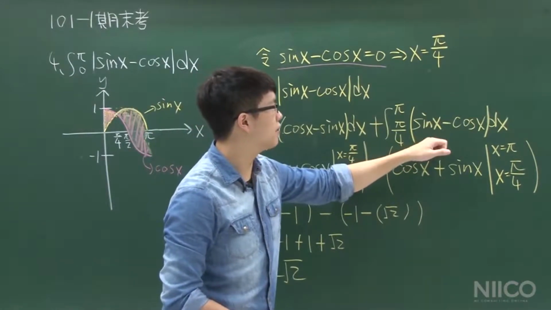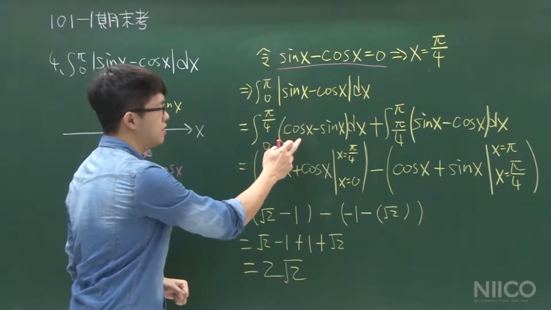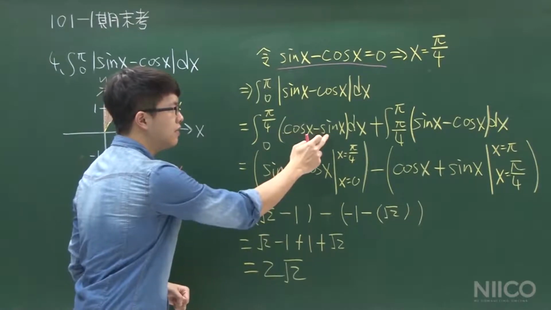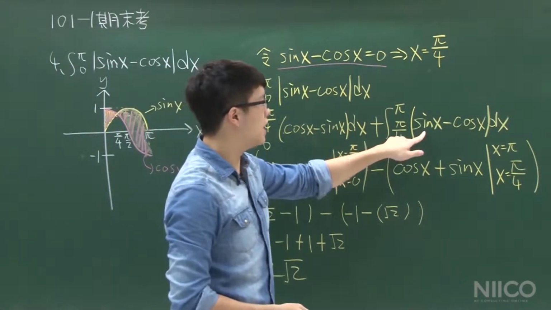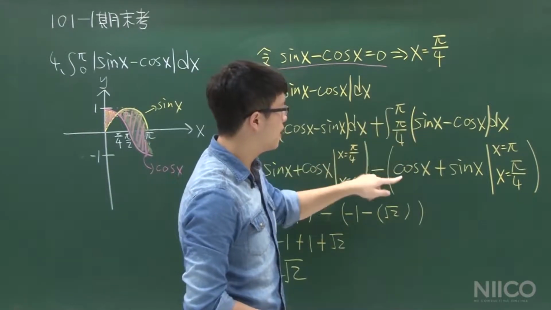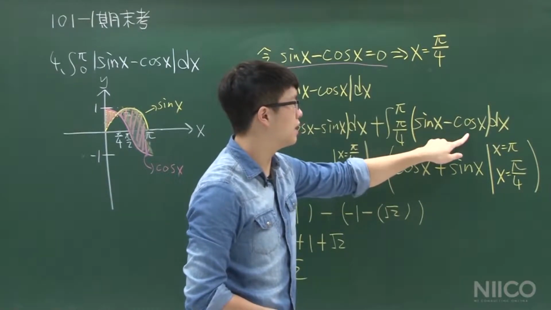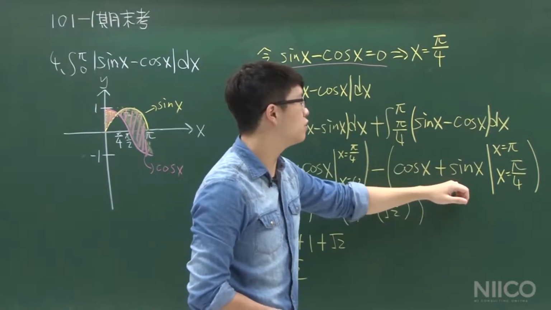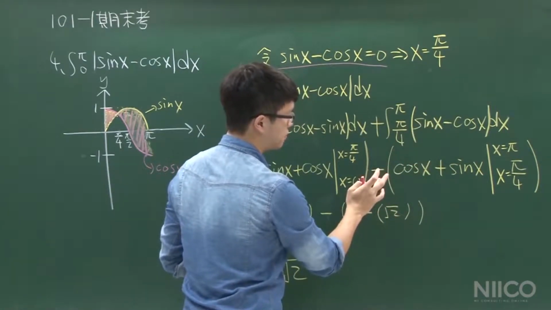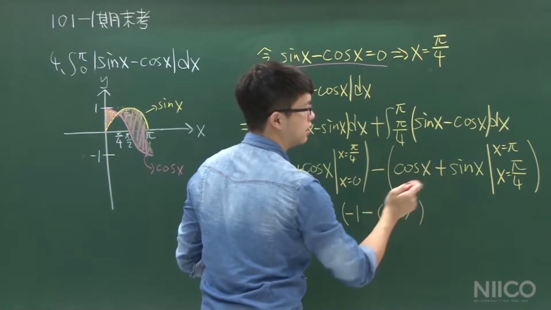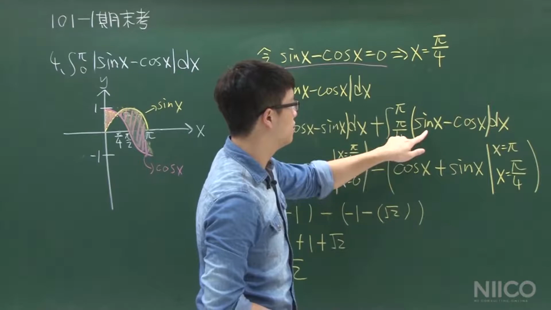So anyways, now we're going to evaluate these two integrals. The first integral is cosine x minus sine x, and this should be quite straightforward. The integral of cosine x is just sine x, and the integral of negative sine x is just cosine x. So you just put them in, and x is from 0 to pi over 4. And then the second integral, we can see that it is negative cosine x minus sine x. So let's take that negation to the front of this integral and see that it becomes minus cosine x plus sine x with x from pi over 4 to pi.